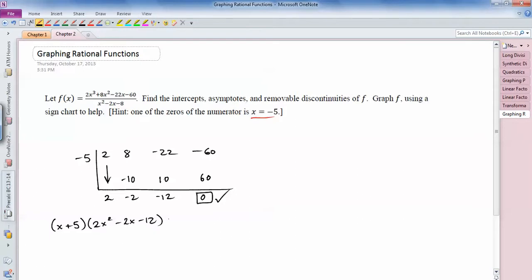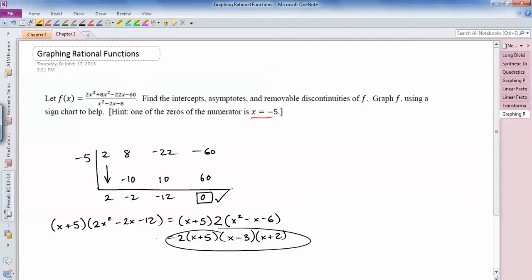And then I could even factor this more. That's going to be x plus 5, and then a 2, and then x squared minus x minus 6. If I put the 2 in front, I can factor this even more and get x minus 3, x plus 2. So this is just the numerator.